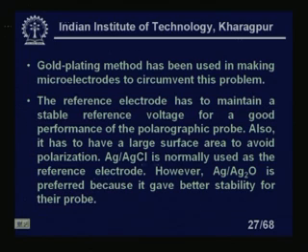The reference electrode has to maintain a stable reference voltage for a good performance of the polarographic probe. Also, it has to have a large surface area to avoid polarizations. So, the surface area should be large. Silver chloride is normally used as a reference electrode. However, silver oxide is preferred because it gave better stability for the probe.